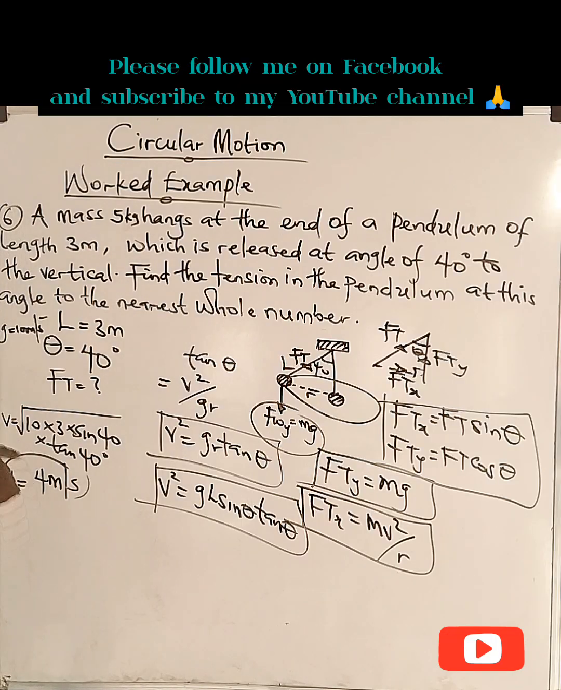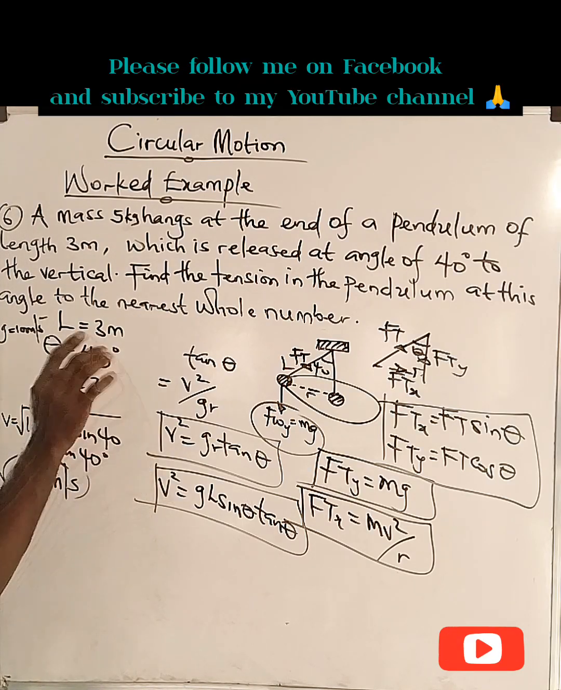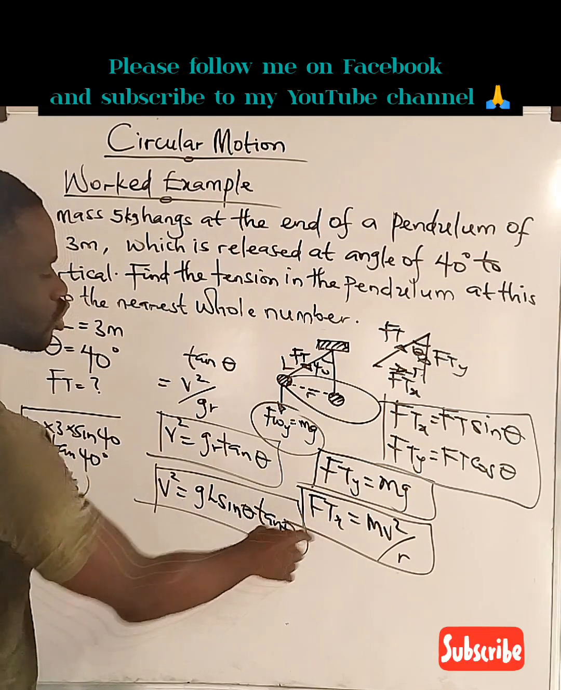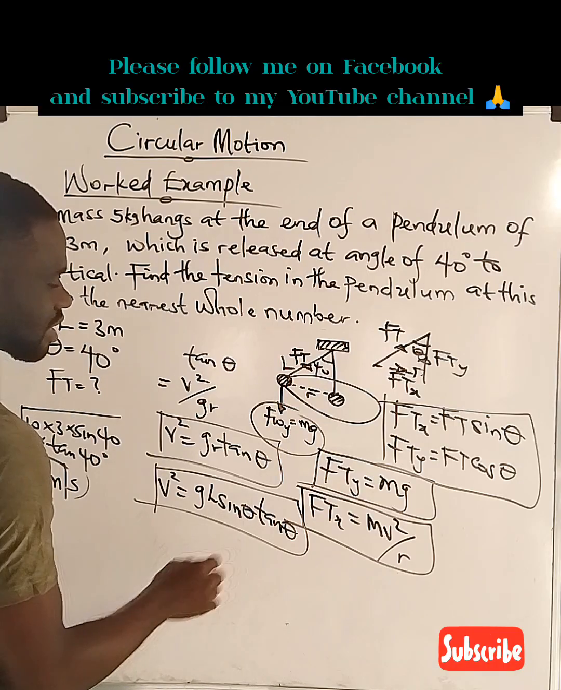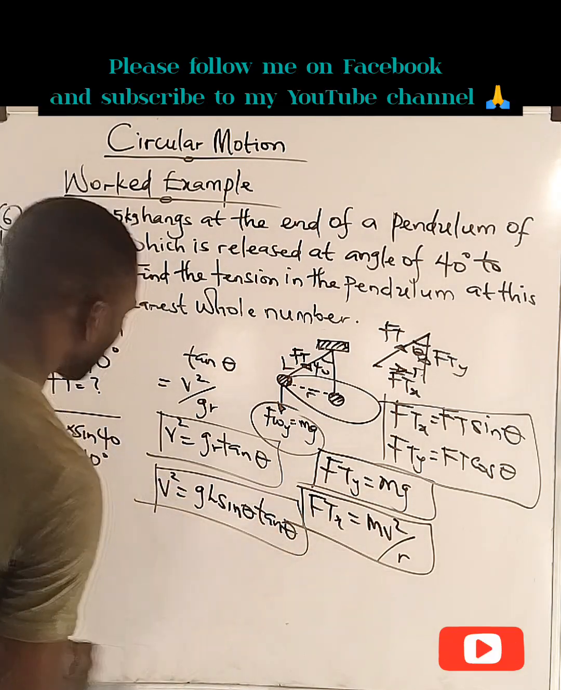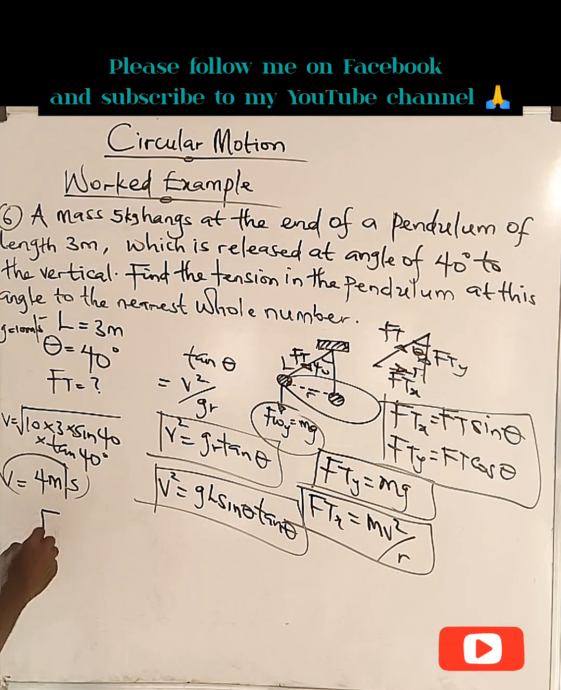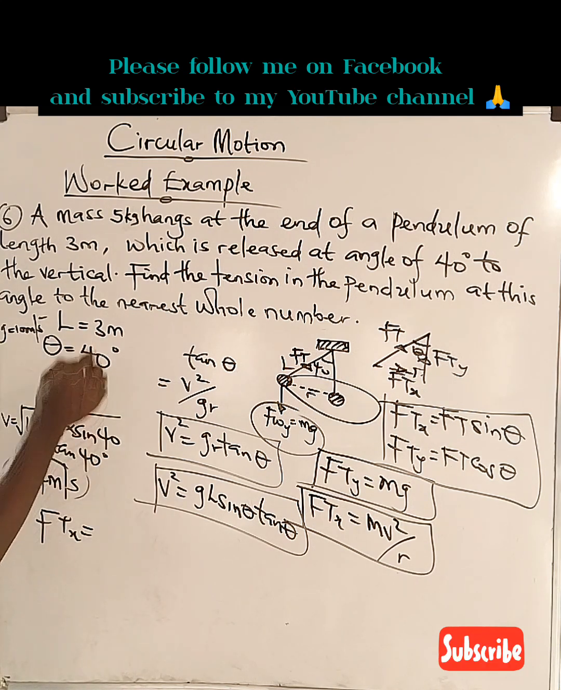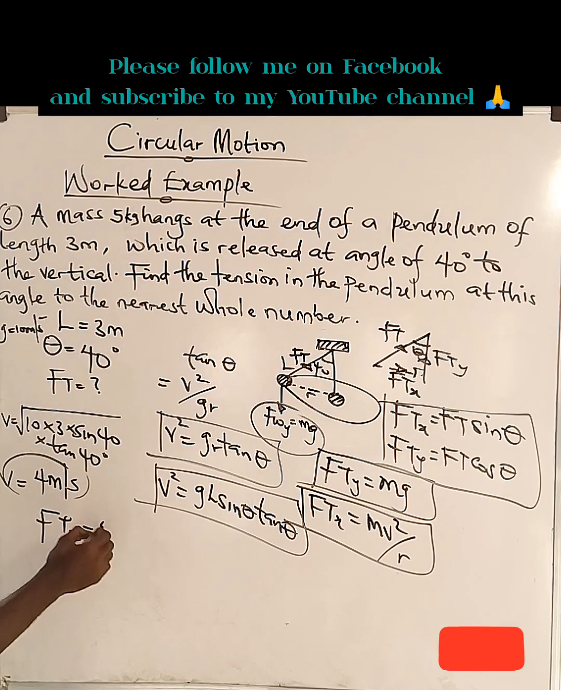Now, after we've gotten this velocity, don't forget we are using this first. So what's going to be the force of tension along the x-axis? The force of tension along the x-axis is mass times velocity squared over radius. Now let's move on. The force of tension along the x-axis is equal to the mass. What's the mass? The mass we're talking about here is 5 kilograms.